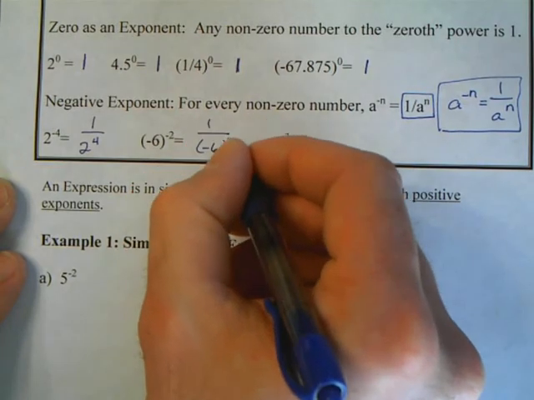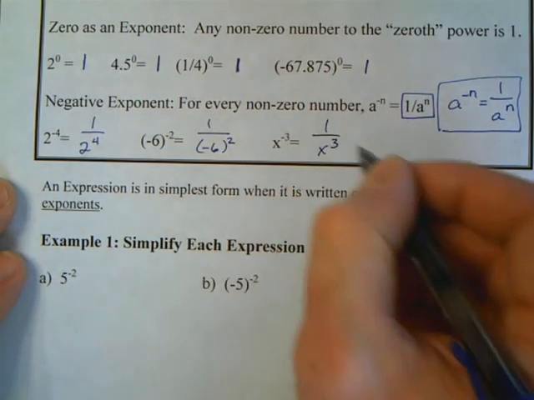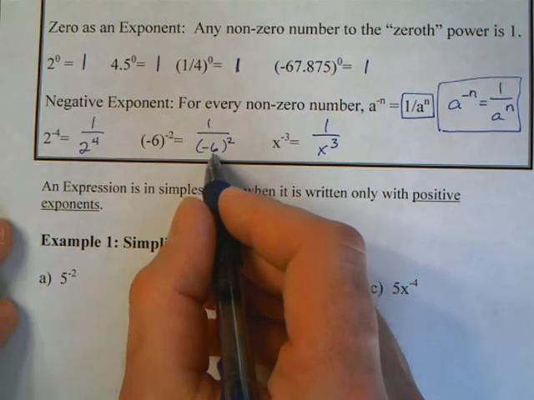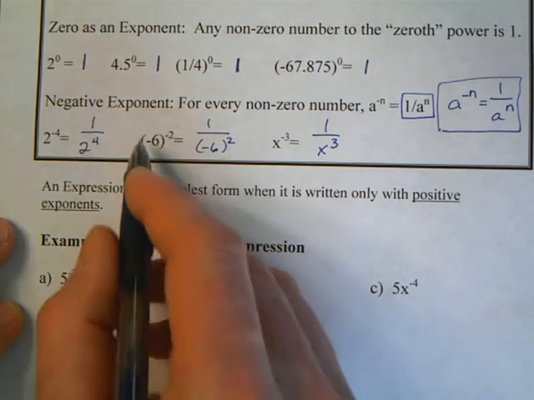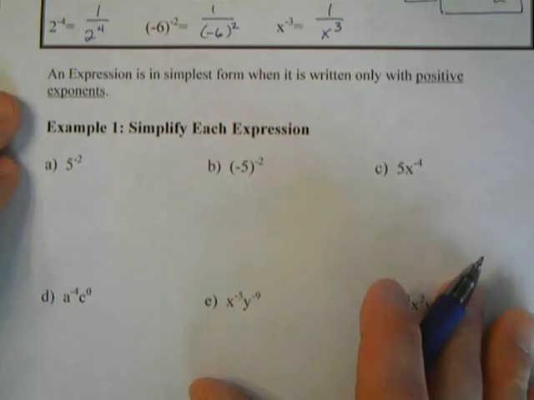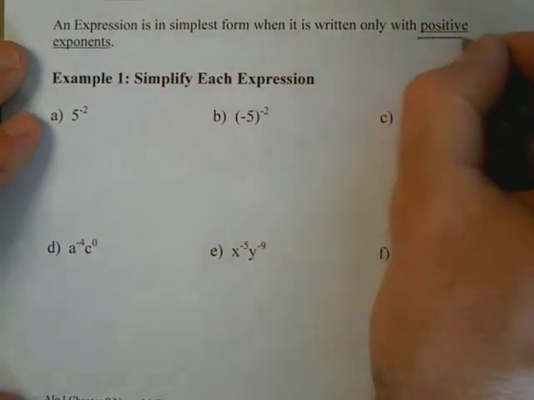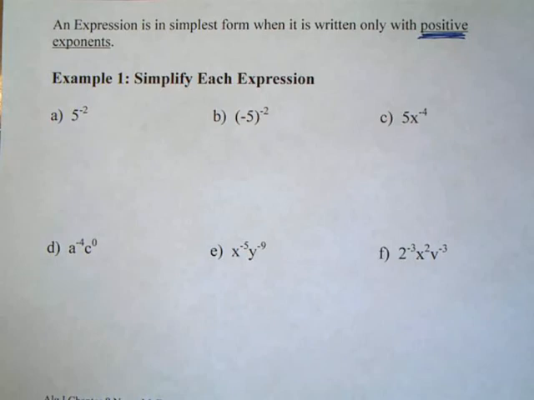So what does this mean? 2 to the negative 4th becomes 1 over 2 to the 4th. Negative 6 to the negative 2, nothing changes. The whole thing goes to the bottom, and we get a positive 2. When there's just an x, it's x to the 3rd. Now we would simplify this to negative 6 times negative 6 and be 1 over 36 is our answer. But for this case, we're just going to leave it, emphasizing the point the whole thing goes to the bottom.